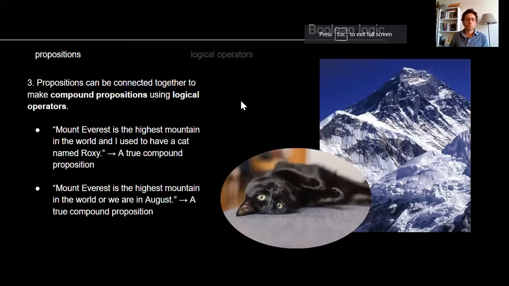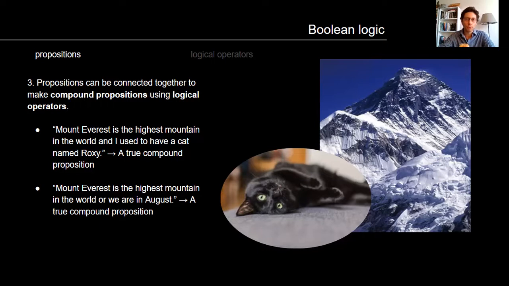Let me just read it again. Propositions can be connected together to make compound propositions using logical operators. And here are 2 examples. Mount Everest is the highest mountain in the world, and I used to have a cat named Roxy. This is a true compound proposition.